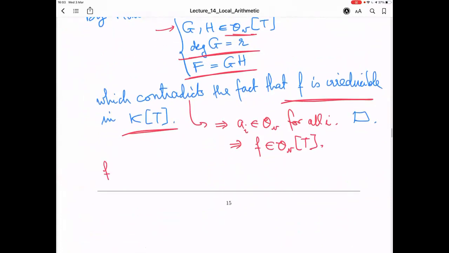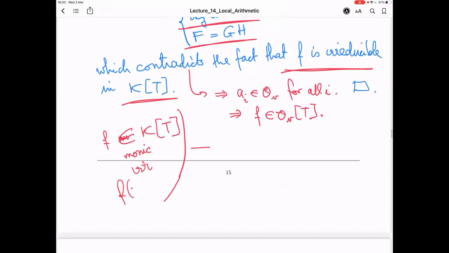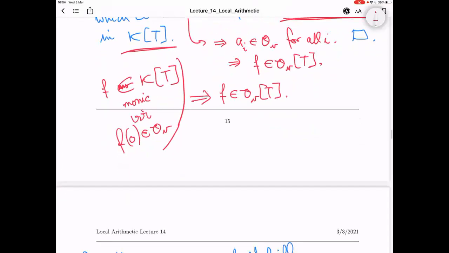So F, where is it? It's in KT. It's monic, it's irreducible, and F of 0 is in OV. These things imply that F is actually in OV. That was the statement.